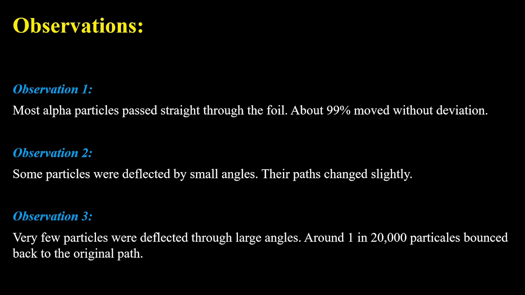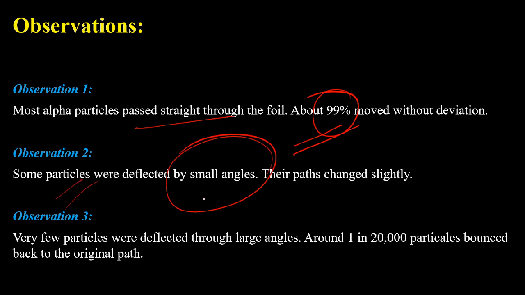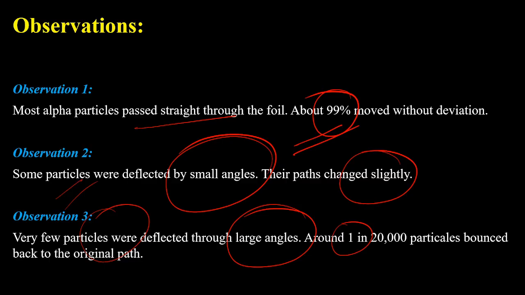So, the observations of Rutherford's atomic model were that most of the alpha particles, around 99%, passed straight through the gold foil. Some of the alpha particles were deflected by small angles. They changed their path slightly, and very few alpha particles were deflected through large angles. Around 1 in 20,000 alpha particles bounced back to the original path. So these were the observations of Rutherford's alpha particle scattering experiment.